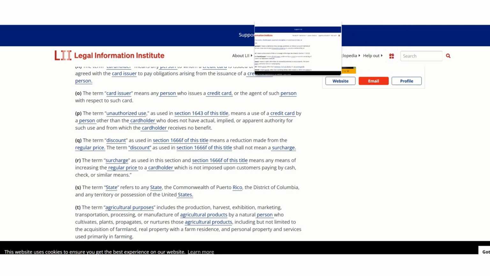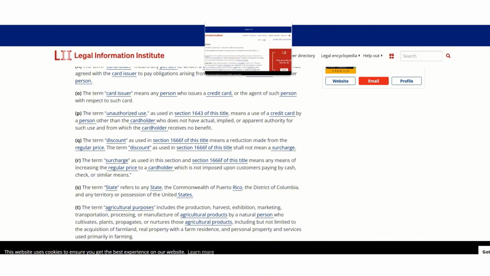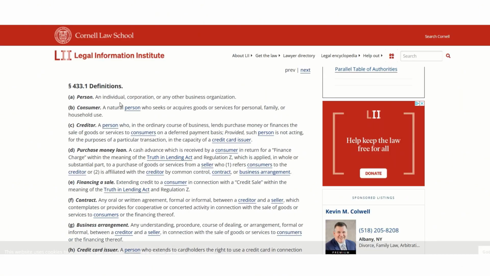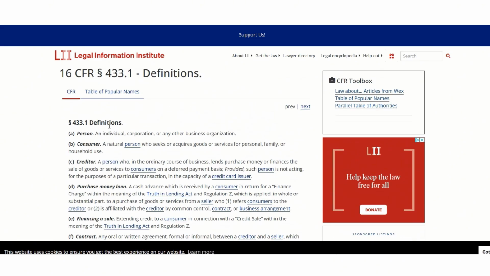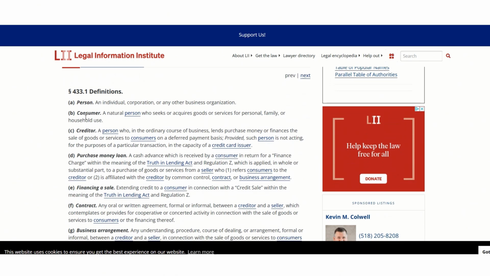Let's go back to finance charge or definitions, right? So now under this one, we could use this, right? Consumer: a natural person who seeks or acquires goods or services for personal, family, or household use. Now, this whole process is for persons who seek or acquire goods or services for personal use.